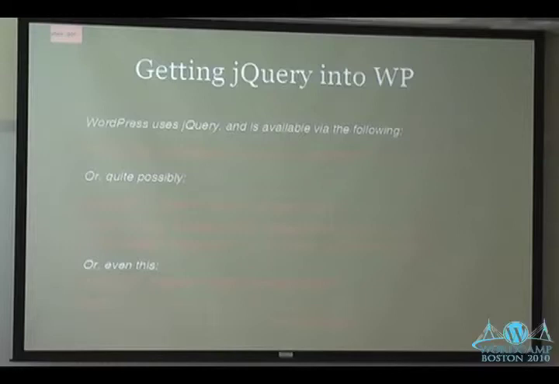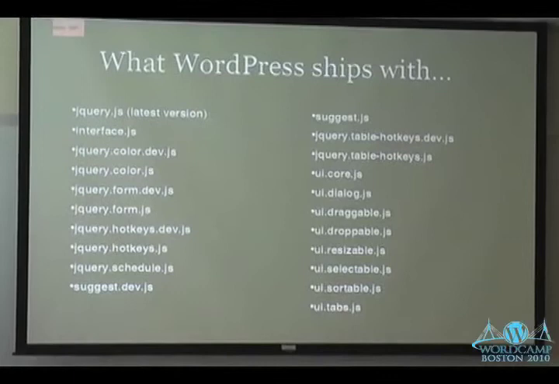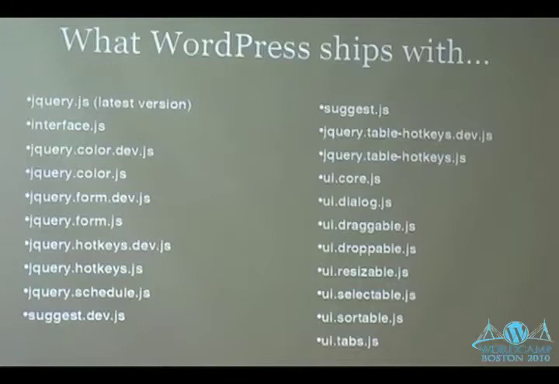Okay, so WordPress actually ships with all this stuff already. This is just jQuery. WordPress ships with stuff from, I guess, MooTools, Prototype. There's a bunch of things available if you use other JavaScript libraries. But these are the ones, as of yesterday, that come with WordPress.